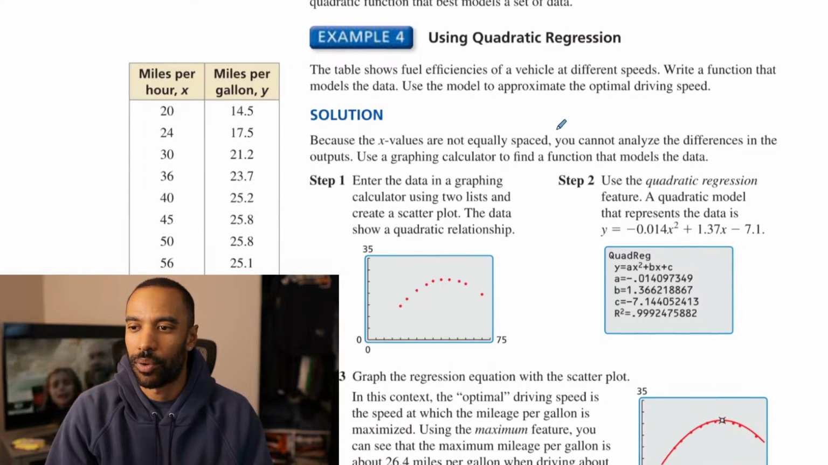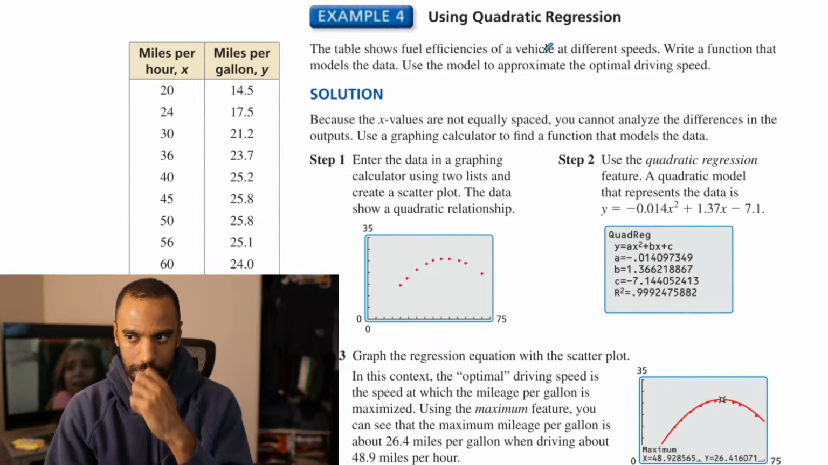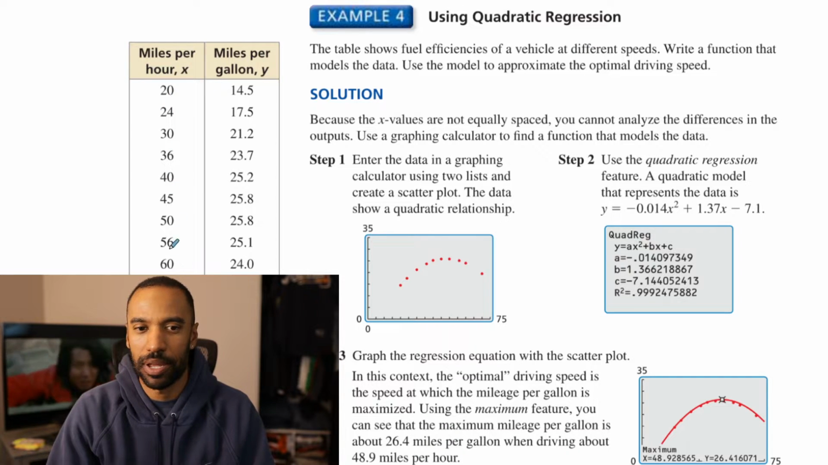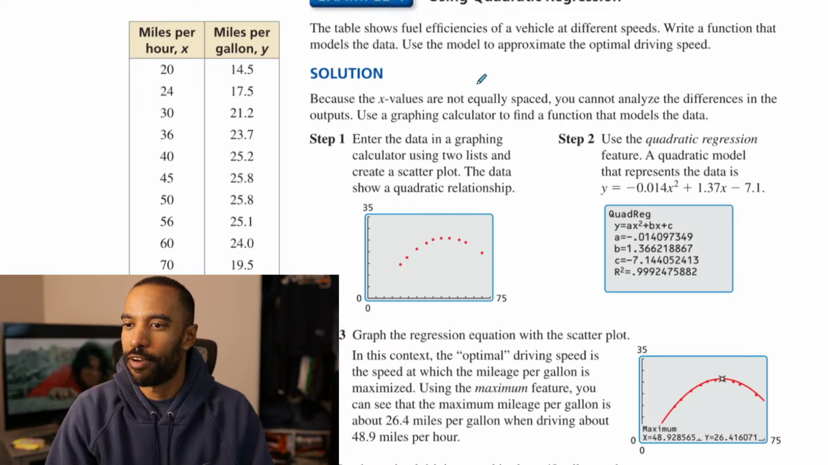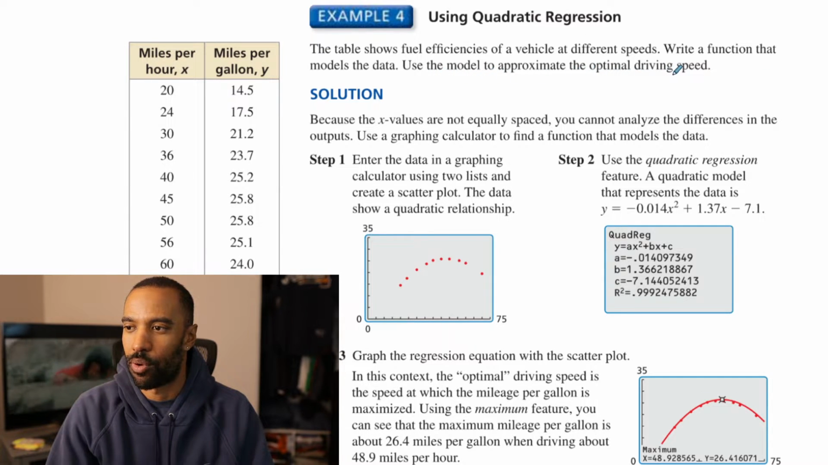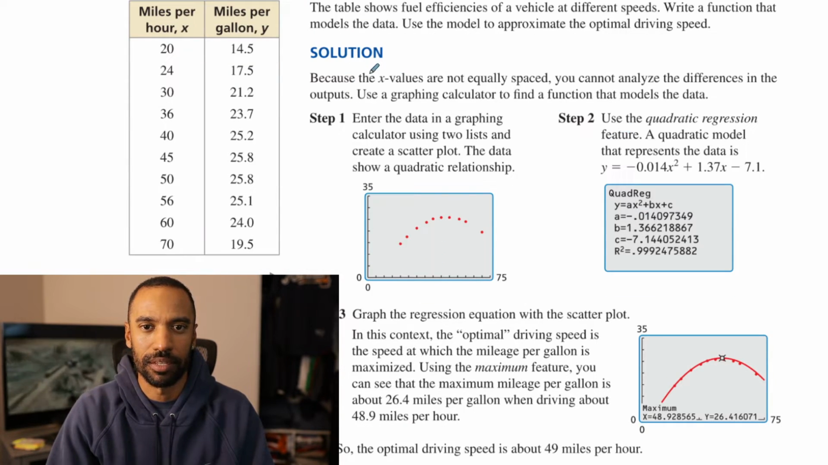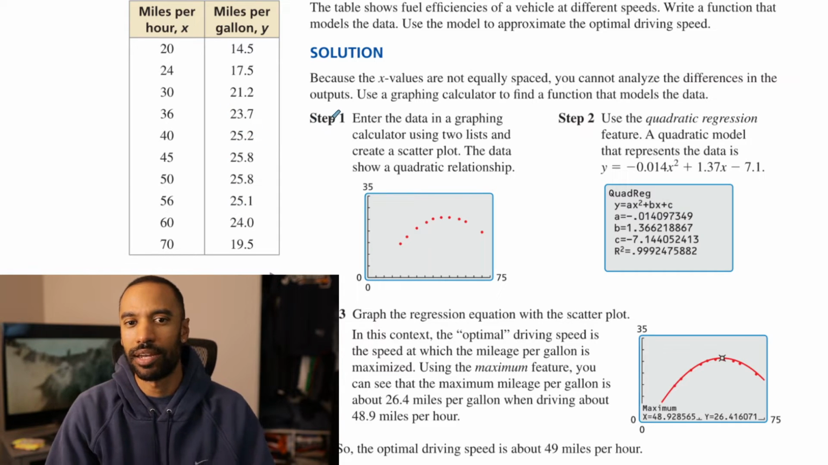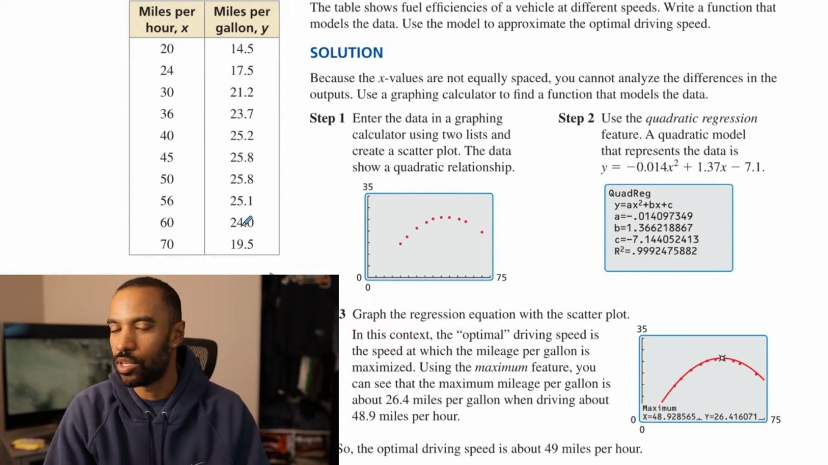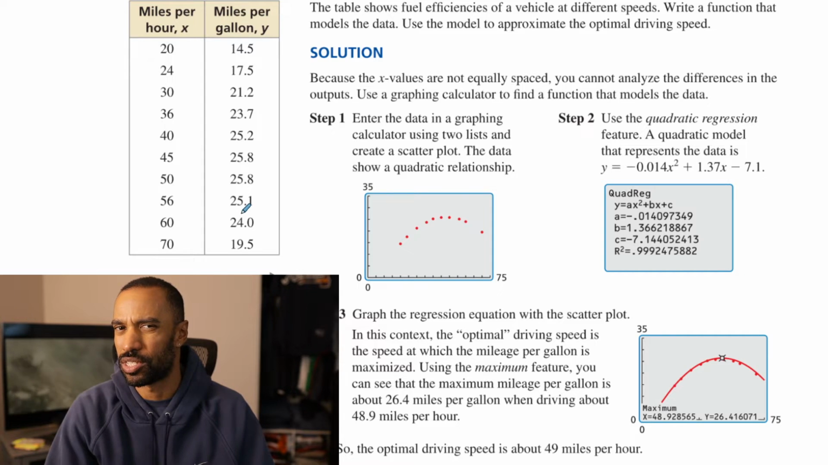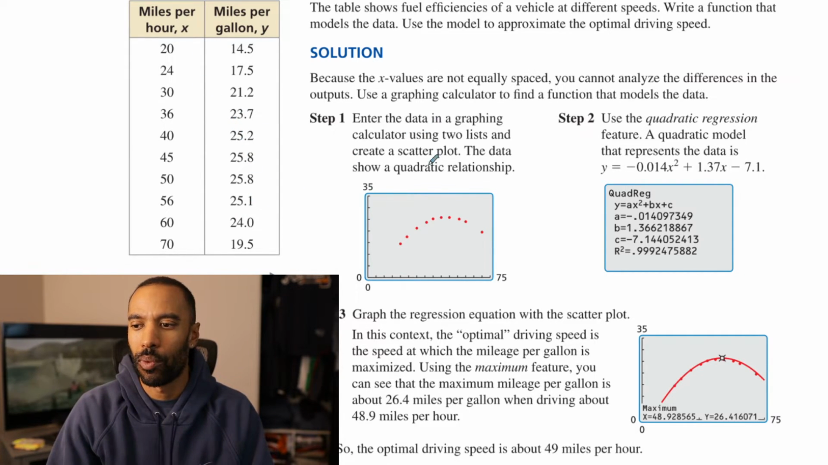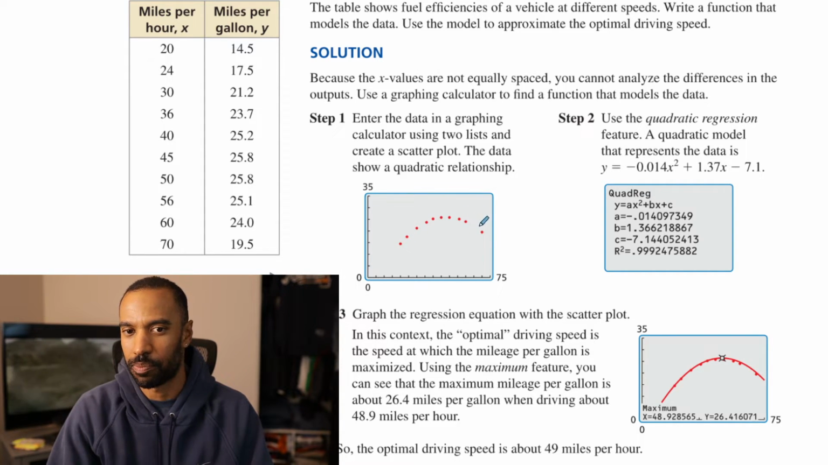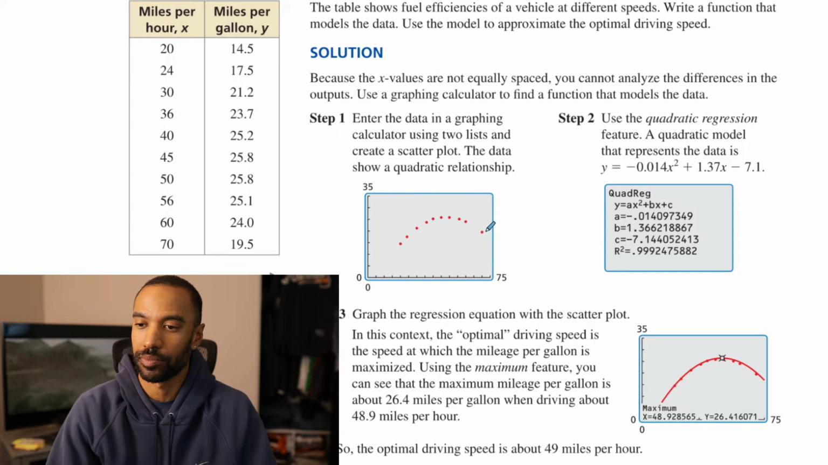Okay, using quadratic regression. The table shows fuel efficiencies of a vehicle at different speeds, but it's not exactly quadratic, but it's probably quadratic-like. Write a function that models the data, use the model to approximate the optimal driving speed. So we have it all right here. We would enter this in our calculator, right? We'd use those lists, as you saw in that one section that we did, I think 2, 3. But here are the points as a graph. It looks very quadratic-esque, just not exact, I suppose.